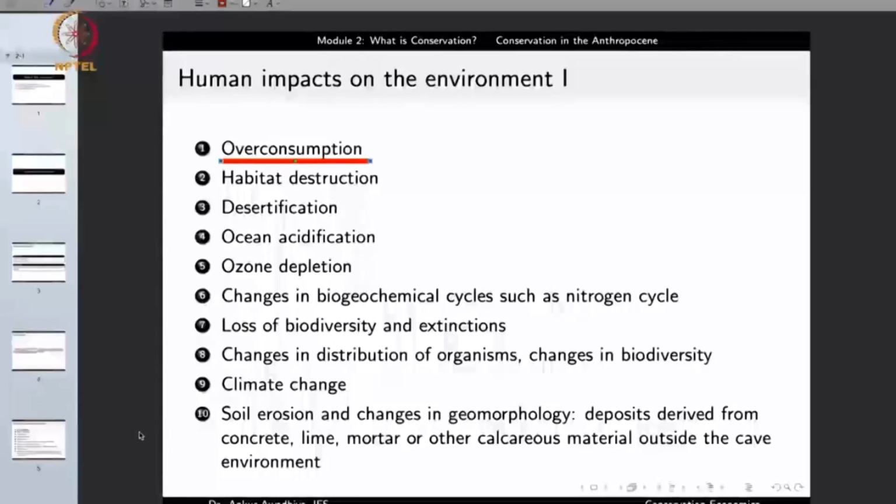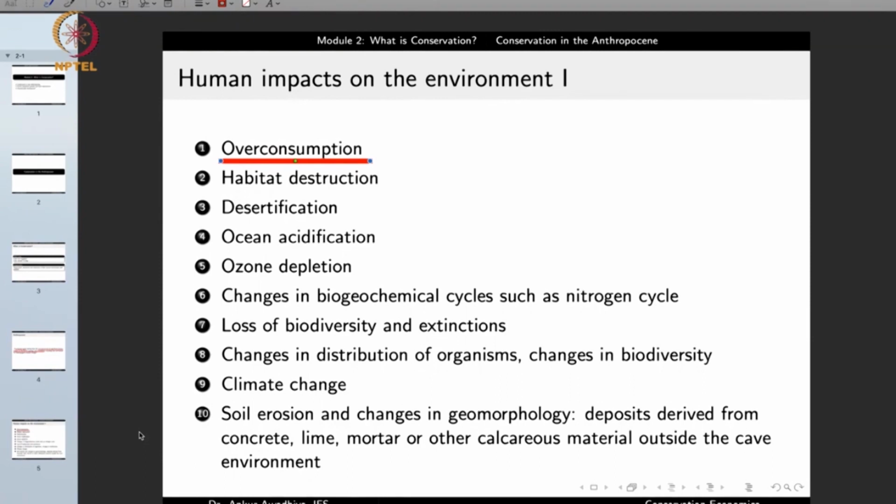Now, if humans remove this population at a rate which is less than the rate of population growth, in that case, the population of these trees or these fishes will either remain constant or they will go on increasing with time. But overconsumption states that if you remove these organisms at a rate that is greater than the rate of the population growth, in that case, the population will start to decline. And that is known as overconsumption. So, one human impact on the environment is overconsumption. And these days, we are overconsuming literally everything.